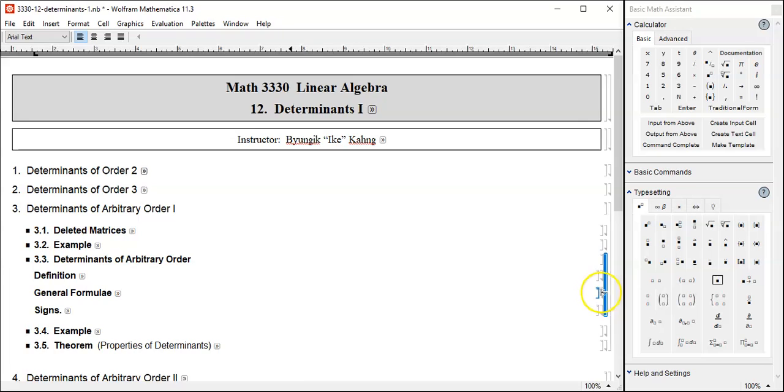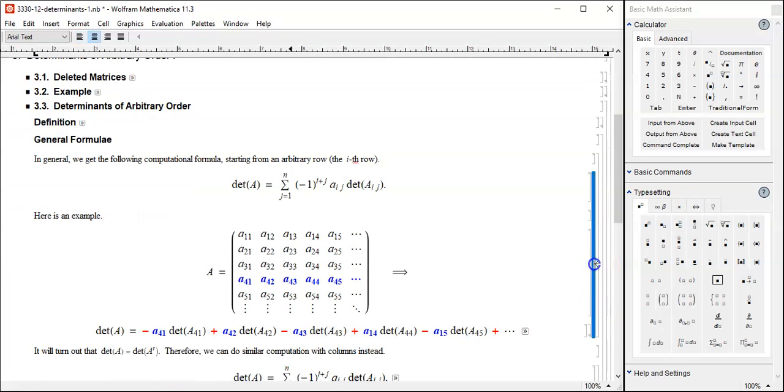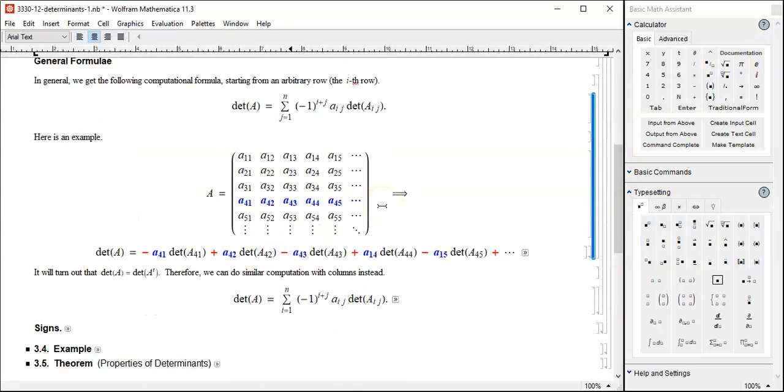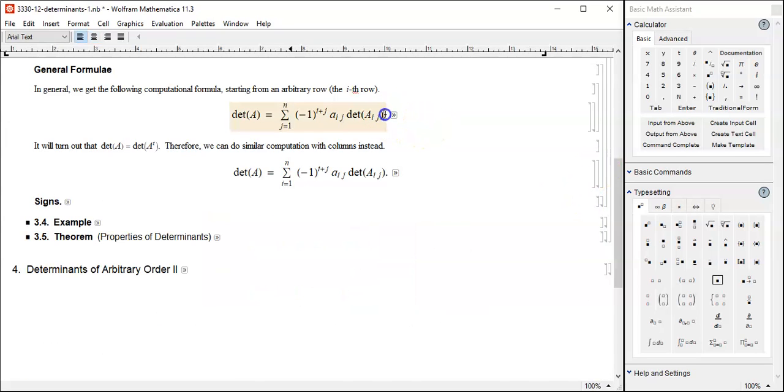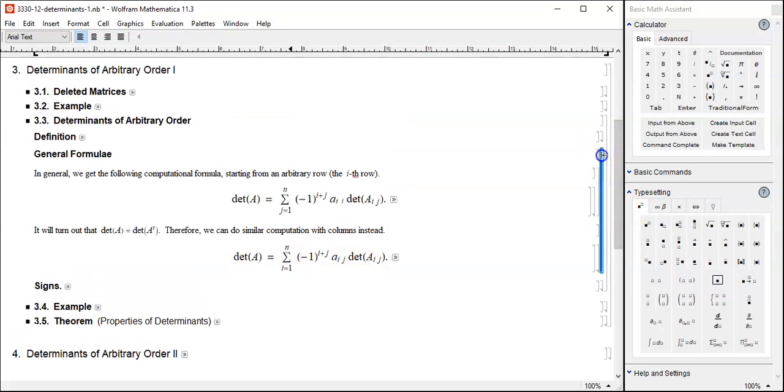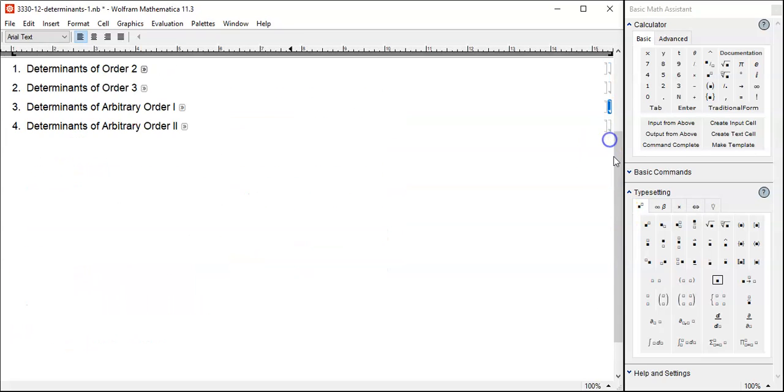By the way, let me remind you of this illustration. Previously we did it like this. Any ith row we can do, in this particular case the fourth row. And any jth column we can do, in this particular case the third column. And then these were the general formulae in summation notation. And we just proved everything.